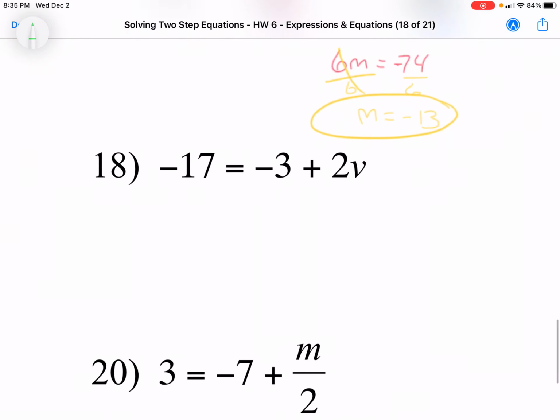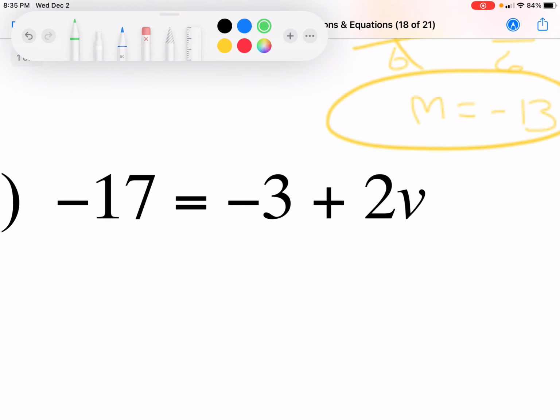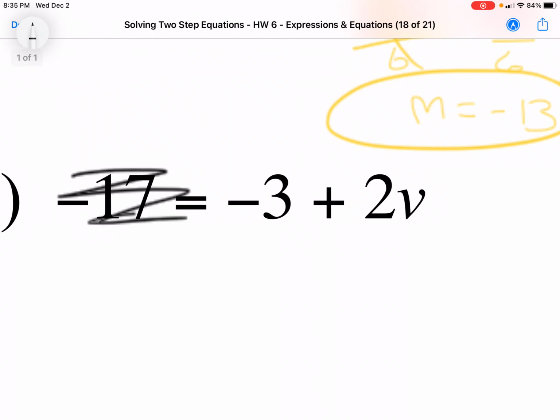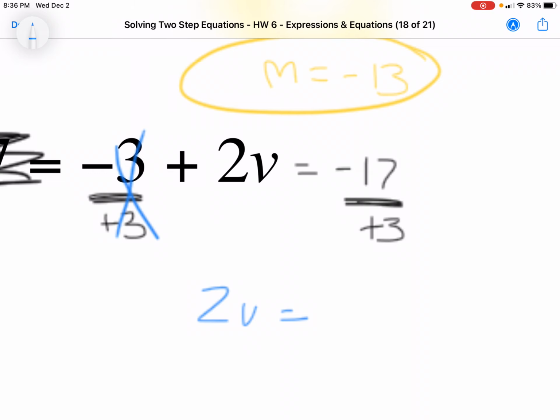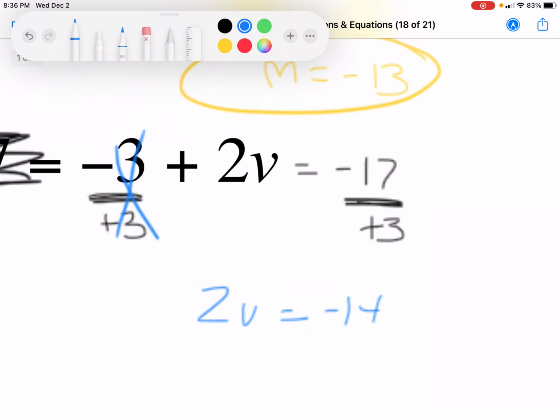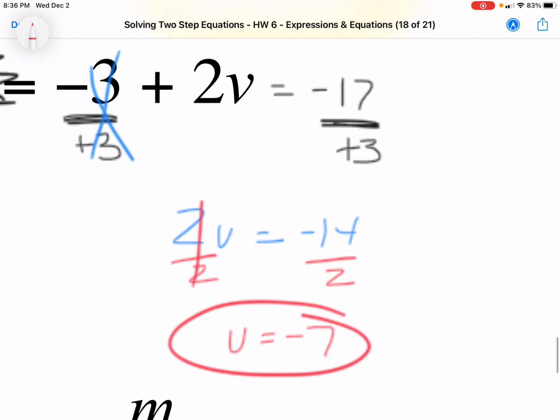Number 18. It's on the wrong side again. It's like number 5 in a row. Okay, work it out. Like terms, there's 1, there's 1. Do the opposite, add 3. I'm left with 2v equals negative 14. Divide by 2. V equals negative 7.